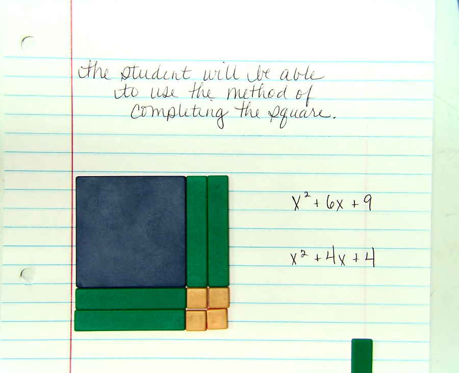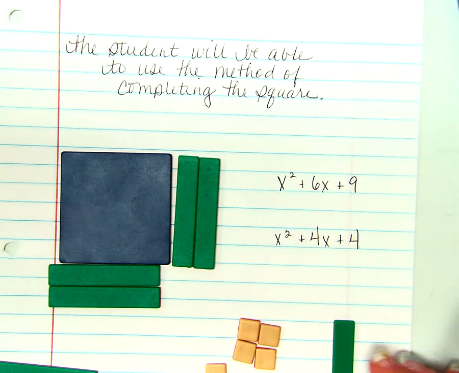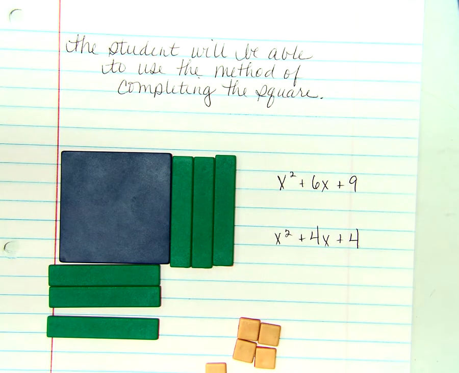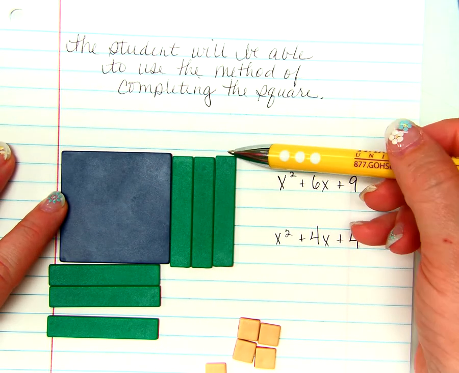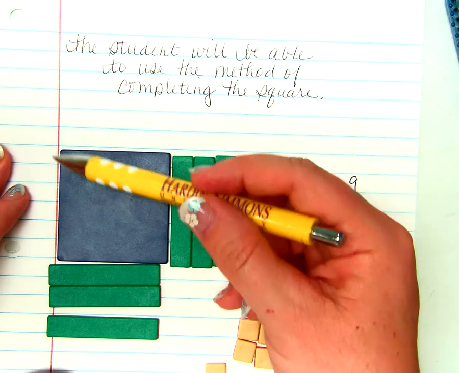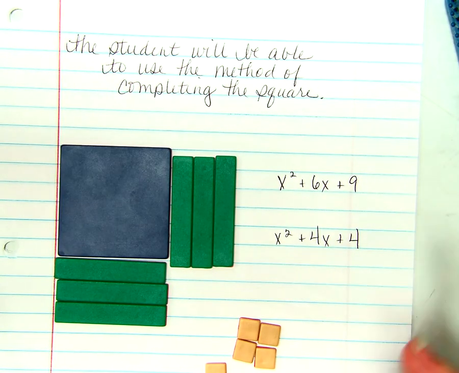So why am I putting 2 on this side and 2 on this side? Or why did I put 3 on this side and 3 on this side? Well, because if this is x and this is 3, to be a square, I need this to be x and this to be 3. Does that make sense?